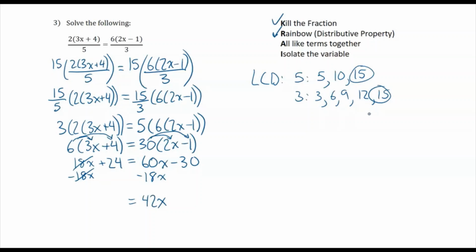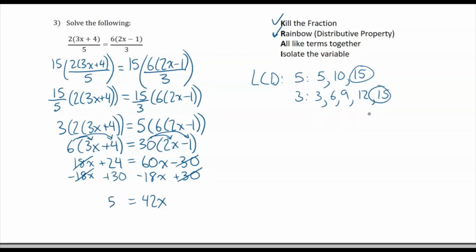I've got the x's together. Now let's get the non-x's together. So if I've got the x's on the right, let's bring the non-x's to the left. So I'm going to add 30 to both sides. They're going to cancel off the right, and on the left, I'm going to get 54. And so now I've got all the like terms together.